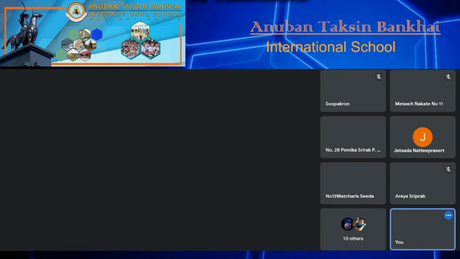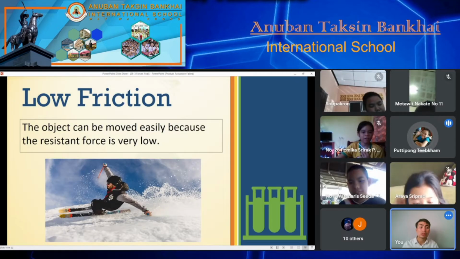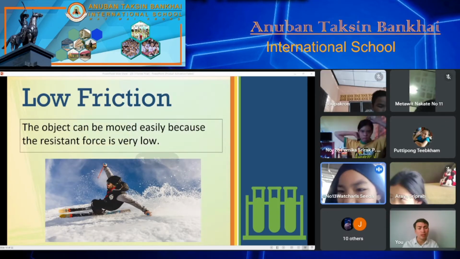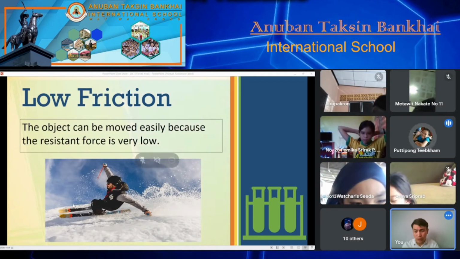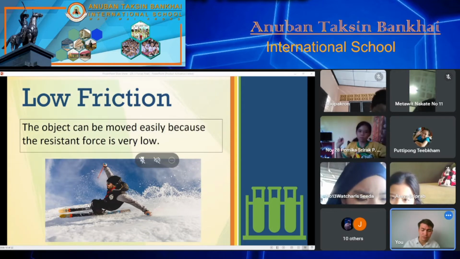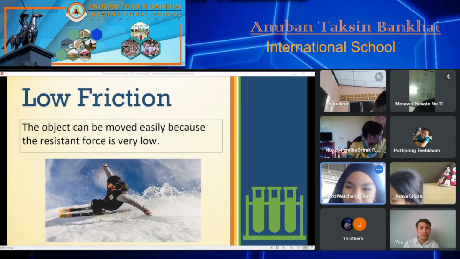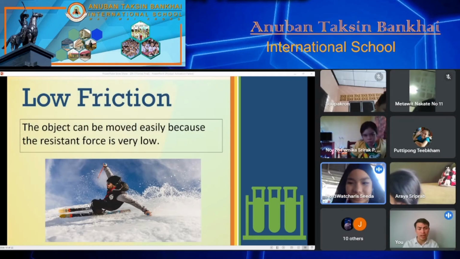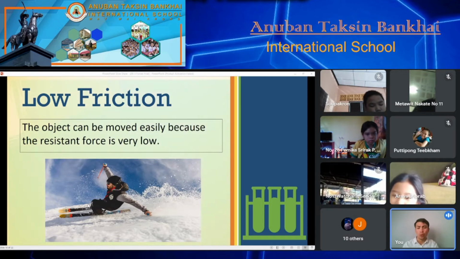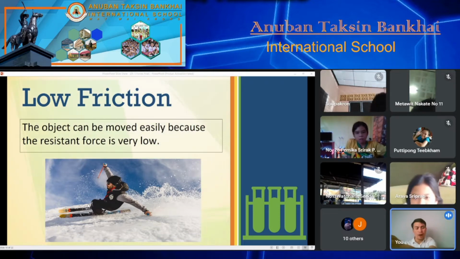Can this guy go fast or slow? Fast. Why? What did he do so that he can lower the friction? He used the... And what did he put on his feet? Ski, right? So ski and ice will make the friction very, very low. And if the friction is low, you can go very fast because the friction is low.